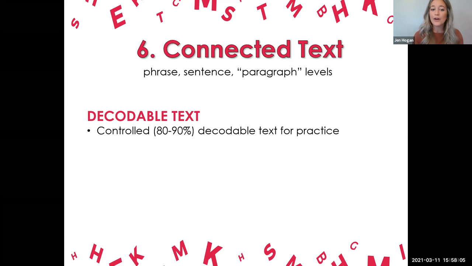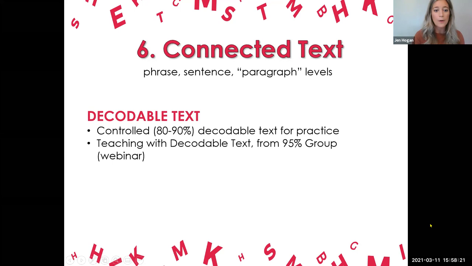And Melissa Orkin said this when I was listening to her last week. She said, you know, a sensible text really can't be 100% decodable. It wouldn't make sense. So 80 to 90% is a pretty safe bet to give the students some practice with specific decoding skills. There's a webinar on the Mass Literacy Guide, Teaching with Decodable Text. It's from the 95% group, and it's a really excellent video that shows you how to implement decodable text in an authentic way to support your phonics instruction. So I definitely recommend checking out that webinar.